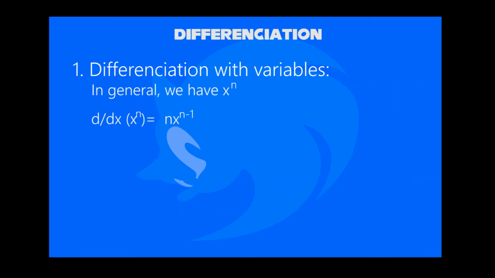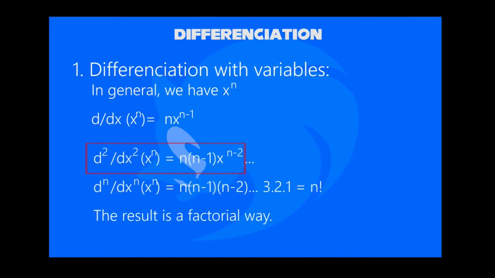In a shortcut way, generally take x to the nth exponent. Differentiating with respect to x, we get n times x to the exponent of n minus 1. That's one-time differentiation. Again, if you want to differentiate it, we write d2 over dx squared, equal to n times n minus 1 times x to the exponent n minus 2.